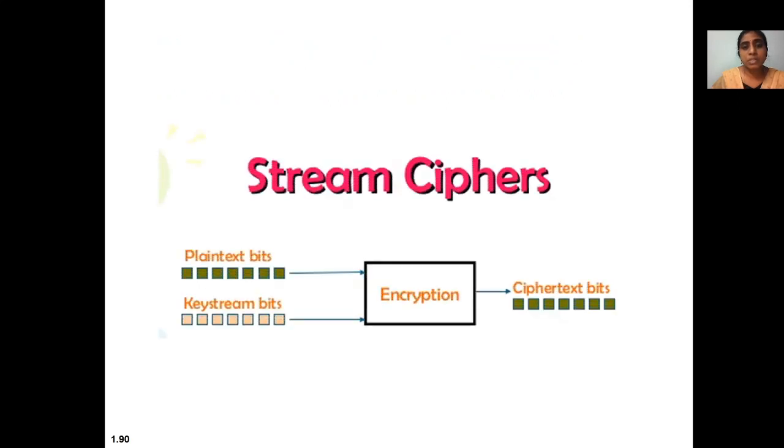In a stream cipher, the plaintext is sent as a stream of bits and the key is also in the form of bits. So we get the ciphertext also in the form of bits.